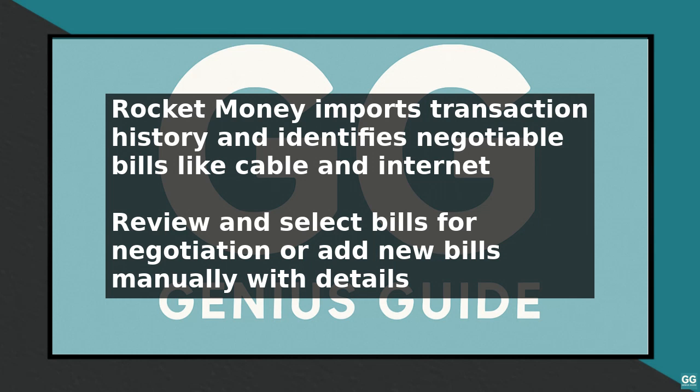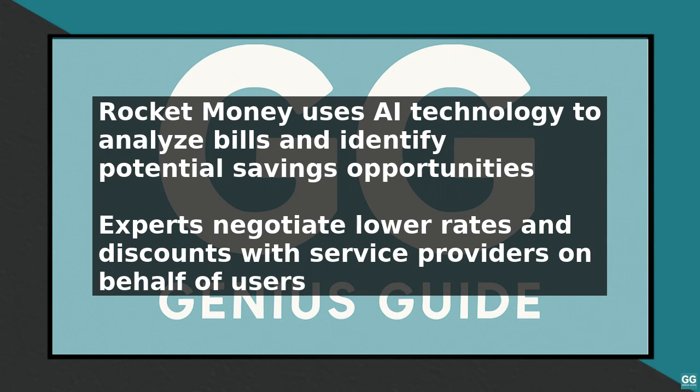Rocket Money uses AI-powered technology to analyze your bills and identify potential savings opportunities. Their team of experts will then contact your service providers to negotiate lower rates and discounts. You can track the negotiation process through the Rocket Money dashboard, where you can view the status of each bill and the proposed savings. Rocket Money's negotiation process typically takes a few days to a few weeks, depending on the service provider and the complexity of the negotiation.